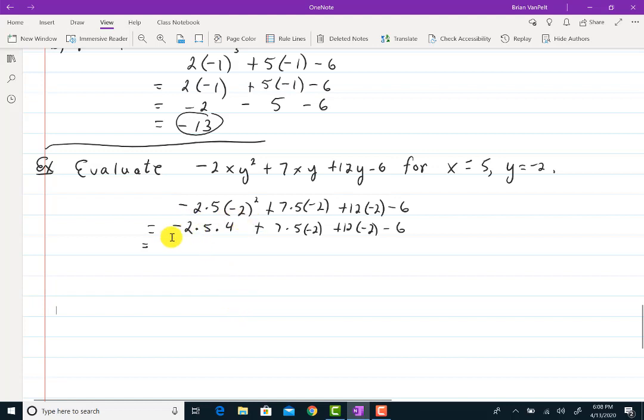So for example, this 2 times 5 is 10 times 4 is 40. So I'll get a negative 40 for that piece. For this piece here, 35 times negative 2 is negative 70. Then I get negative 24. And then I get minus 6. And I'll just go straight across. Negative 40 minus 70 is negative 110. Minus 24 is negative 134. Minus 6 is negative 140.